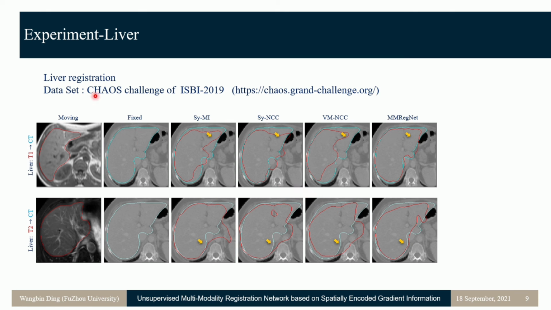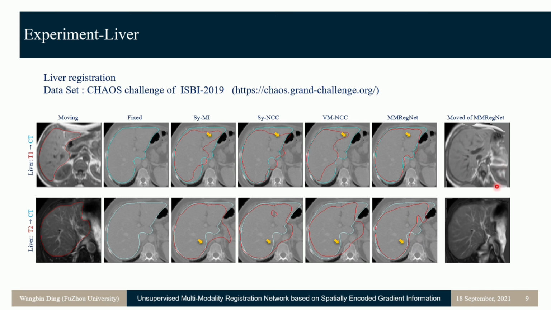We also evaluated our method on the CHAOS dataset. In this dataset, we have performed the registration for the liver images. Here we have two types of MR images, T1 and T2, and the fixed image is a CT image. As marked by the yellow arrows, we can see our method performs well visually in this dataset. And also, the last column demonstrates the moved image of our method.